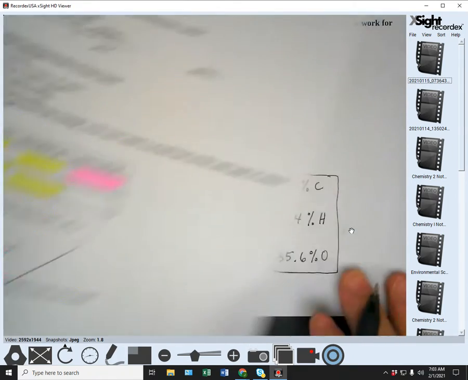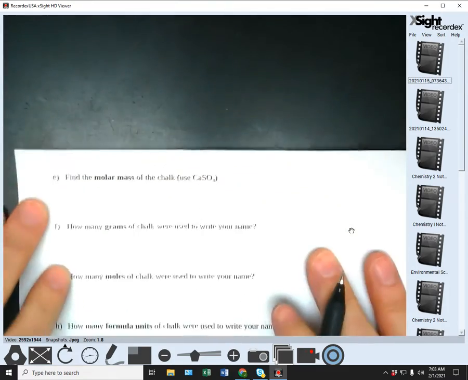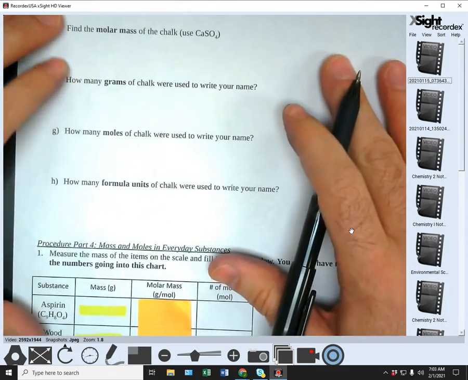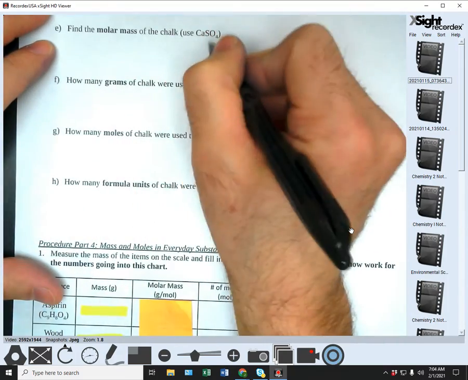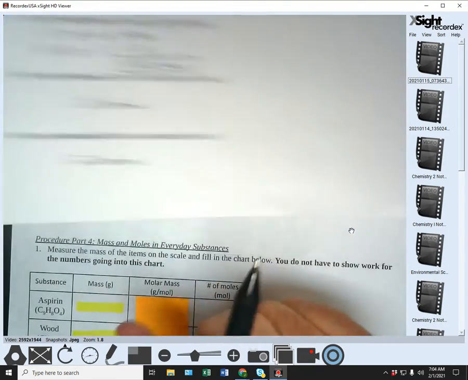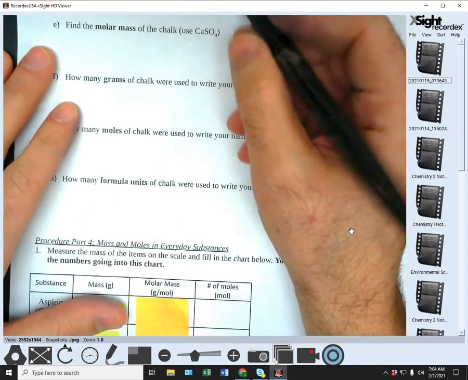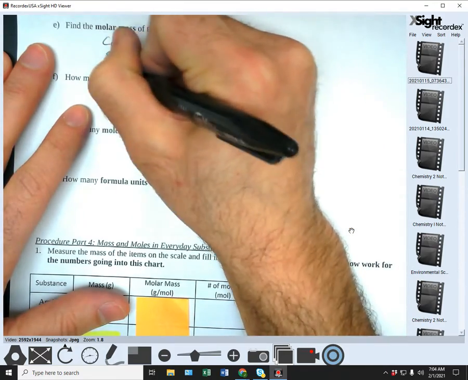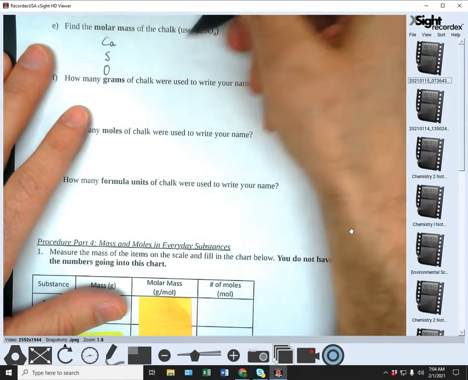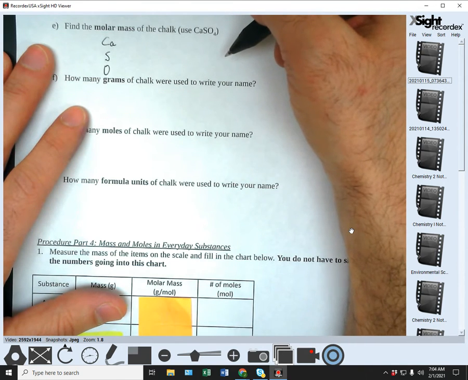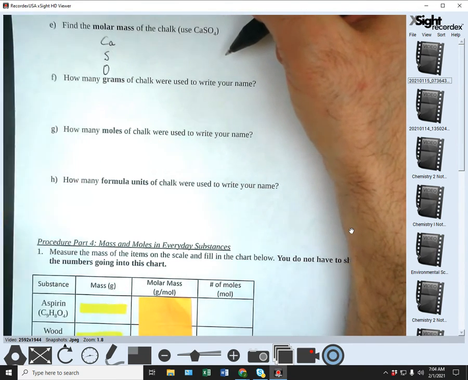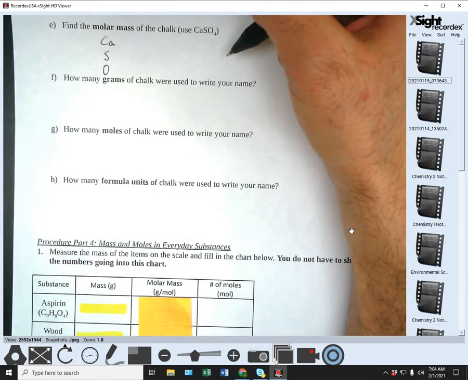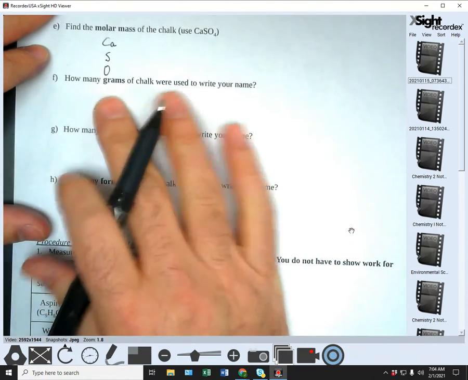All right. Next page. Find the molar mass of the chalk. All right. This one I'm not going to do for you. You can do it. You're going to do the same thing that we did here. You take the element. So you're going to have calcium. You're going to break it up: calcium, sulfur, and oxygen. You take the number of atoms of each times the masses. You add it all up.